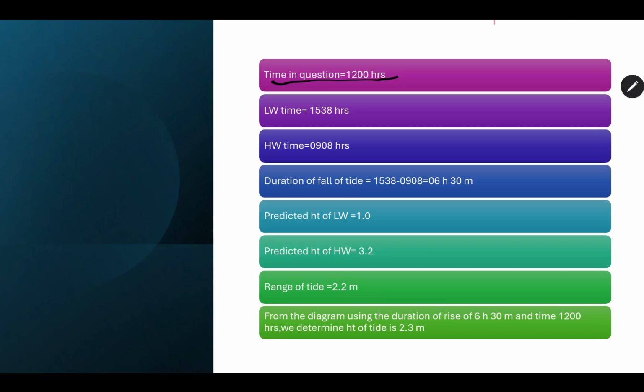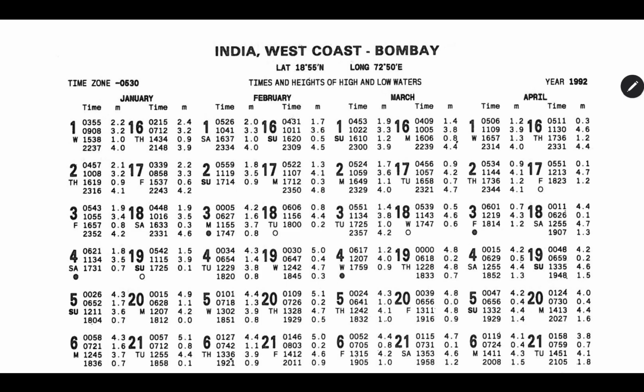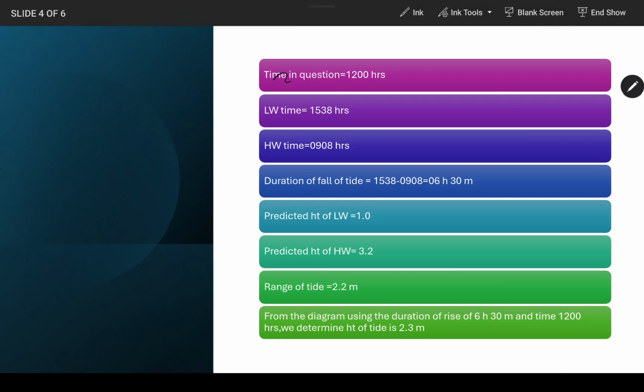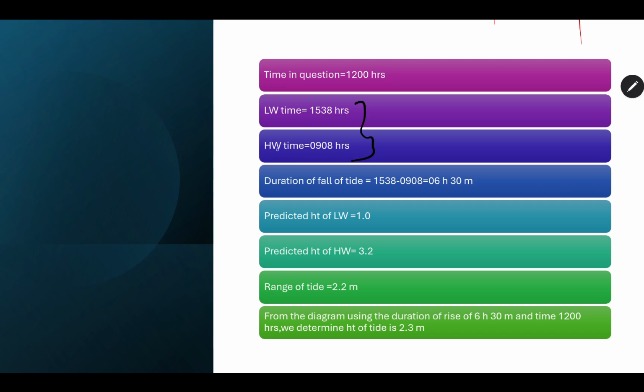The question was 1200 hours, and since they have asked for 1200 hours, the 1200 falls in between 0908 and 1538. We just have to consider only these two tides, high water and low water. The high water time was 0908 and the low water time is 1538, so from 0900 to 1500 there will be a fall of tide.